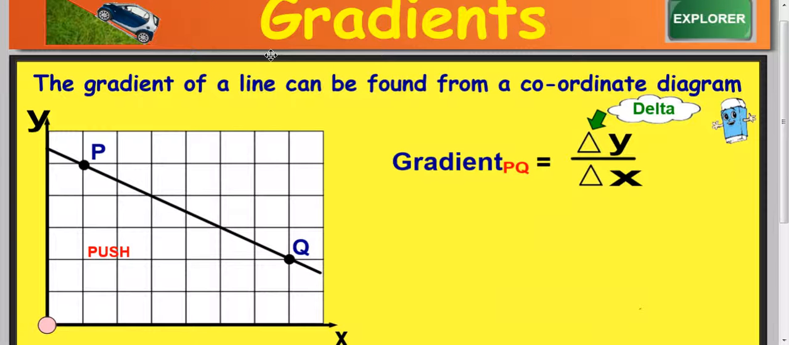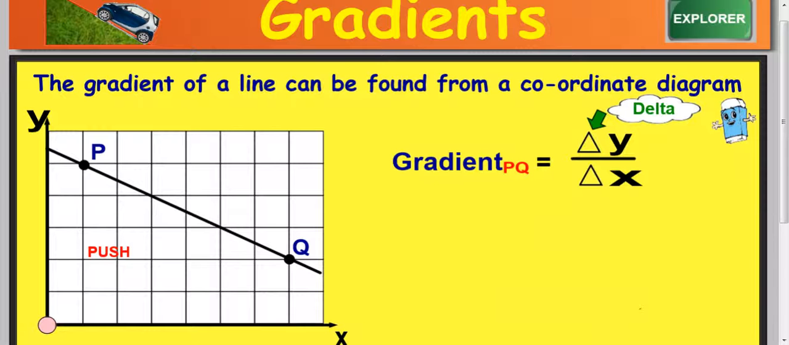In this lesson we're going to look at calculating the gradient of lines sloping downwards from left to right. These are our negative gradients. So again, use the gradient formula. Gradient of PQ is equal to delta y over delta x.